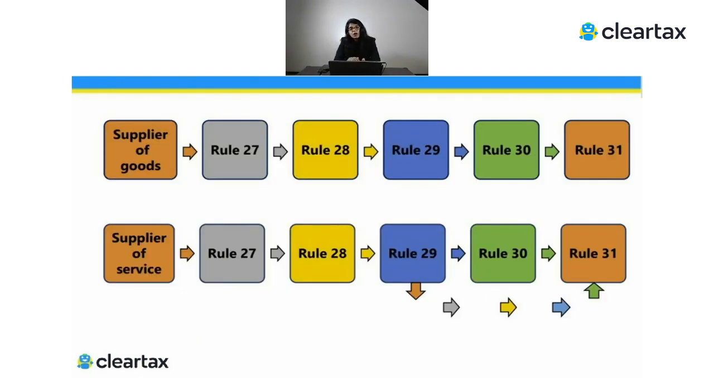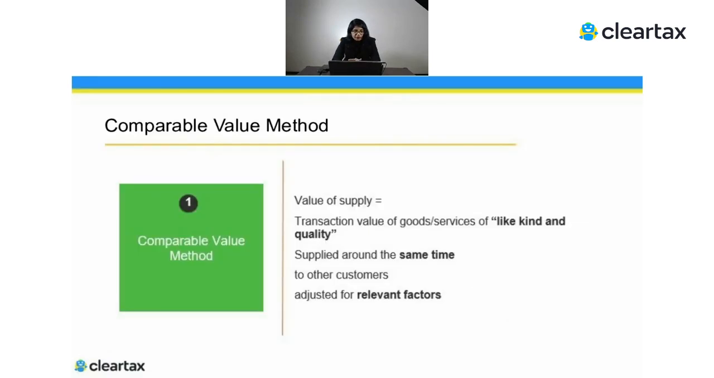So if we talk about how to follow this rule, if we talk about supplier of goods, then you have to first use rule 27, then 28, then 29, then 30, and then 31. And if you have a supplier of services, then you have to first use rule number 27, 28, 29, 30, and 31. But you can again skip rule number 30. You can directly go from rule number 29 to 31. So this is about the supplier of services.